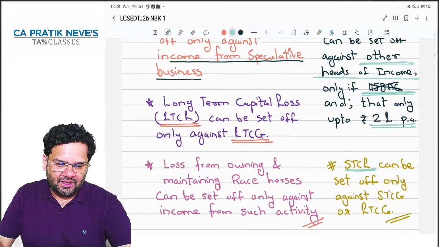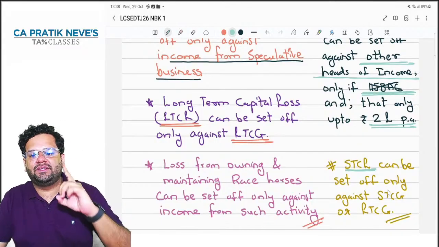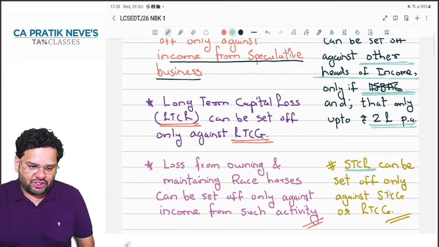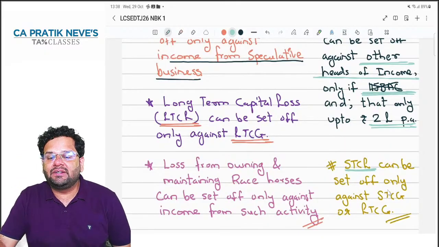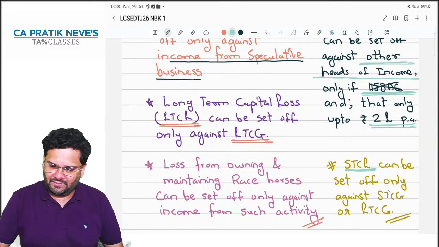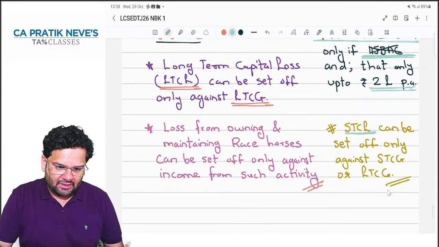Yes or no? If yes, we are going to solve one question on this. We will solve one question on this and then I will tell you details of carry forward.